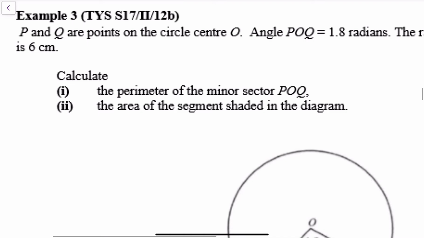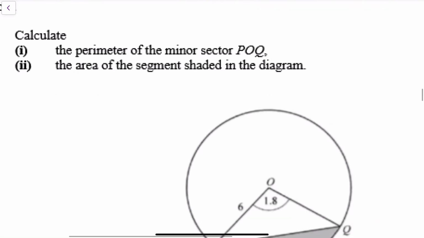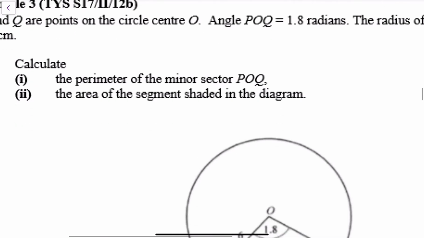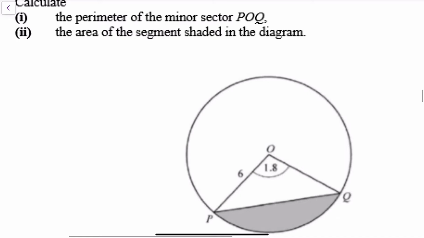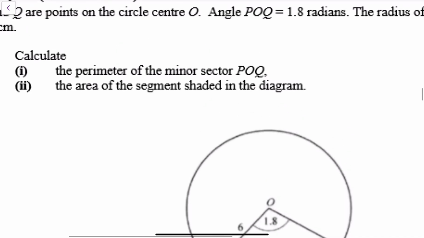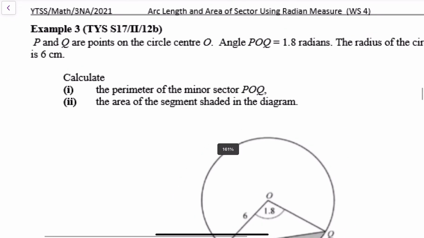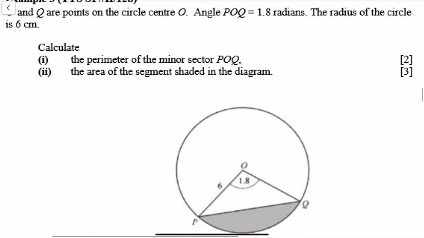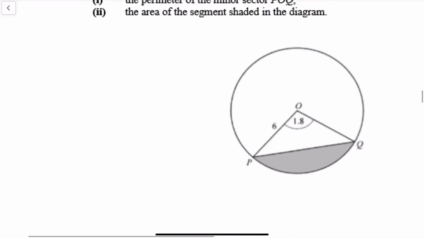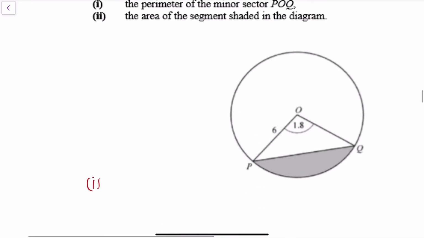Okay, so example 3. P and Q are points on the circle with the center O. And then you have your angle POQ as 1.8. So I have radian, I have radius, looks good. So part 1, I will want to calculate the perimeter of the minor sector POQ.